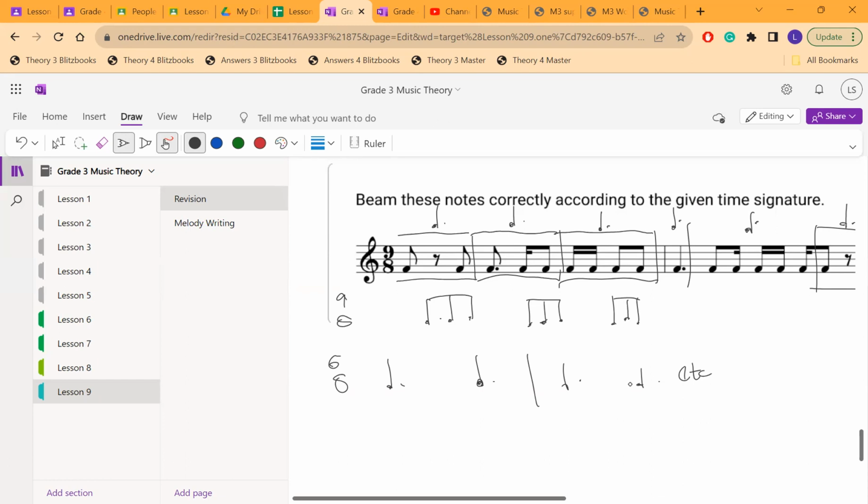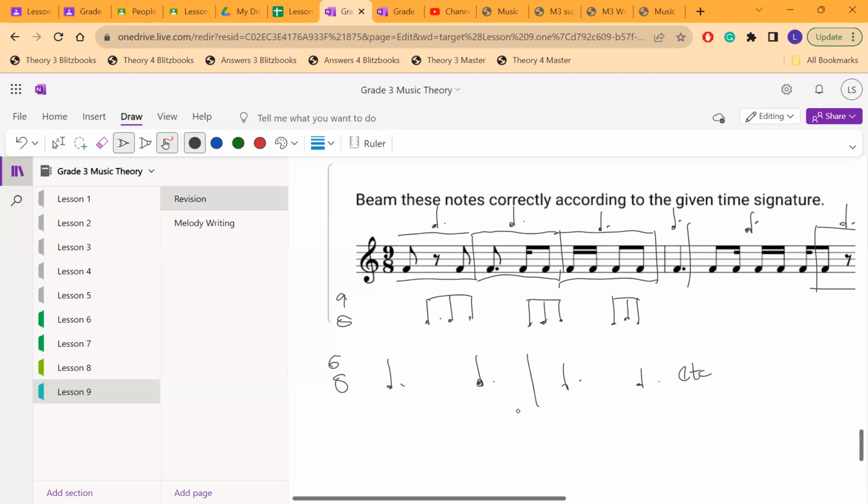9/8 within its main beats sounds like this, I'm going to tap the quavers. 1, 2, 3, 1, 2, 3, 1, 2, 3. That's where the main beats come when you have 9. 1, 2, 3, 1. Quavers. 1, 2, 3, 1, 2, 3, 1, 2, 3.